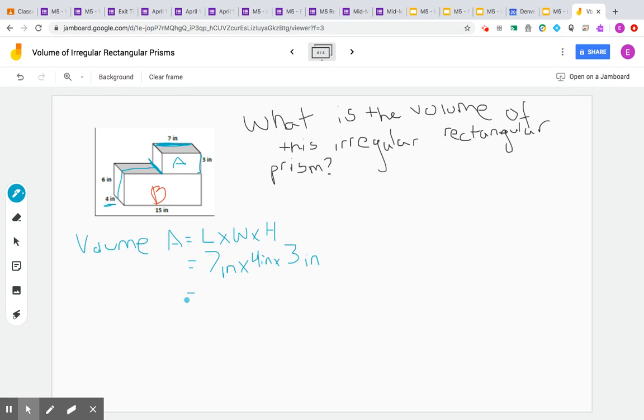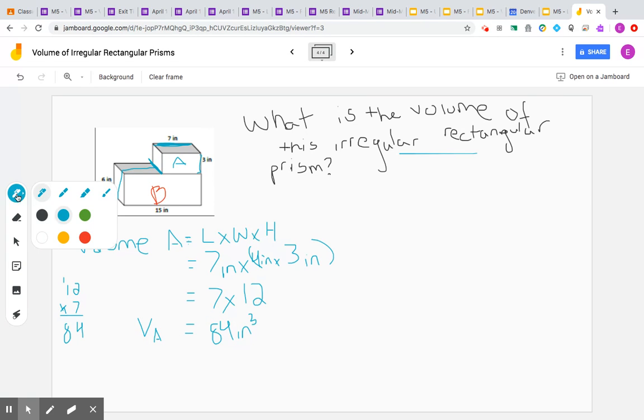And now it's just time to multiply together. I know 7 times, and then I'm going to do 4 times 3. 4 times 3 is 12. So now I have to multiply 7 by 12. Oh man, 5th grade, I'm not sure, so I'm going to do it off to the side. 7 times 2 is 14. 7 times 1 is 7, plus 1 is 8. So 84 inches cubed. But that's not the volume of the whole rectangle. That's just the volume of A.